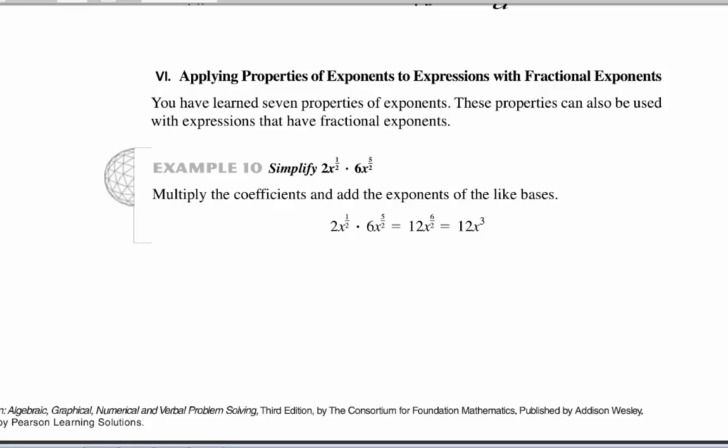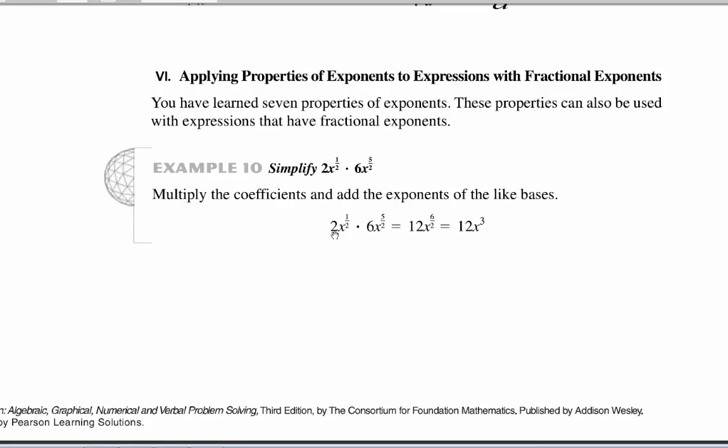So in this lesson, we're going to apply properties of exponents to expressions with fractional exponents. Take a look at example 10. We're asked to simplify 2x raised to the 1/2 times 6x raised to the 5/2.